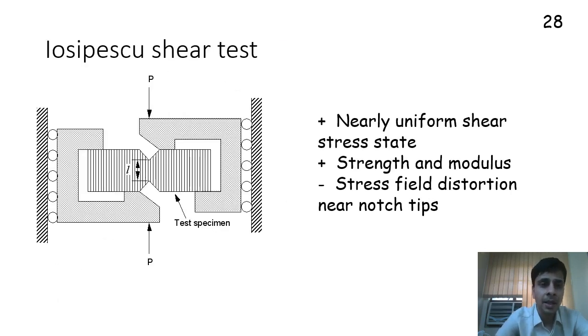The third is the Iosipescu shear test, where basically you have a notched sample like this. You have two ends supported by rollers and you apply load. This region can be expected to be in a state of pure shear. You can calculate the strength and modulus quite accurately if you are able to avoid the stress concentrations here. If you are able to avoid the stress concentrations here, this is perhaps one of the better tests.